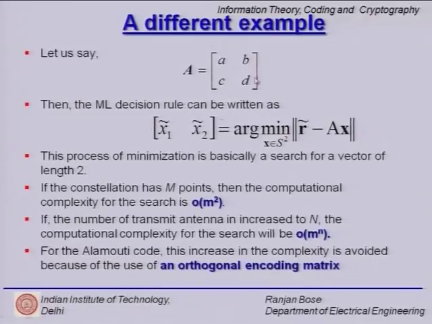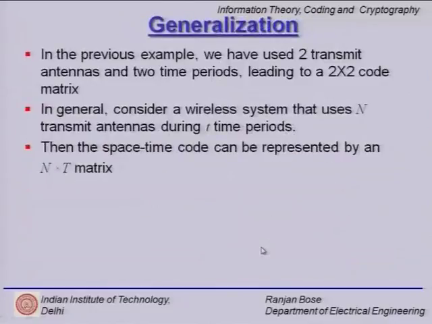This A has to be designed very carefully. But for the Alamouti scheme that we saw, this increase in complexity is avoided because of the use of an orthogonal encoding matrix. So, that was the beauty of the Alamouti code. The coding matrix was orthogonal. Okay. Therefore, it could decouple S1 and S2. So, this is the crux. This is the reason why it is such an efficient decoding algorithm.